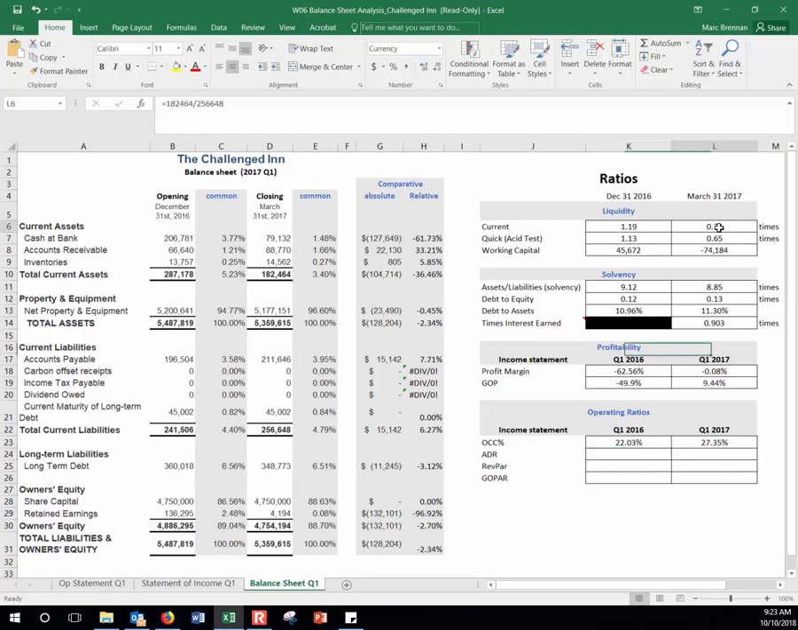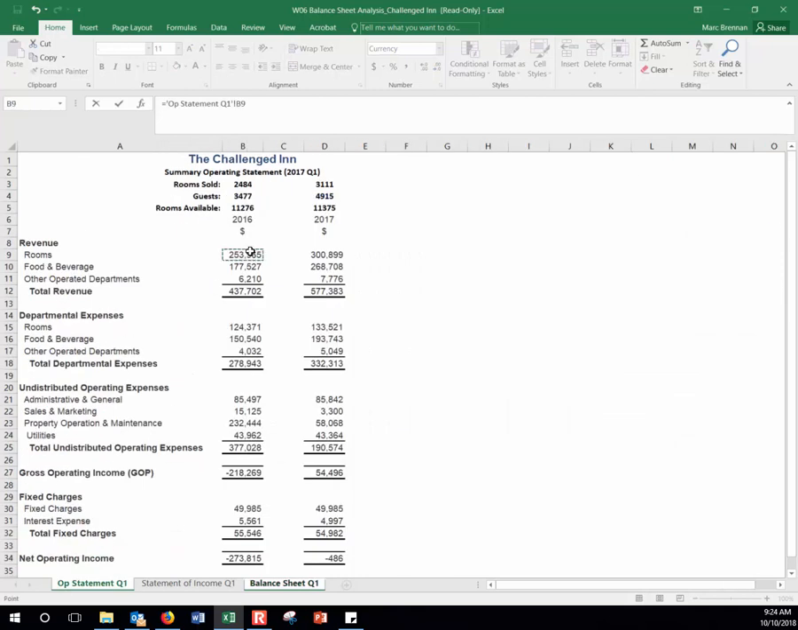Okay. But financially we're not doing too well on the balance sheet. Okay. We did increase our gross operating profit margin. We did increase our profit margin, even though it's still a negative number, but this is still a bit of a concern. Okay. Our average daily rate, so that would be our rooms revenue divided by our rooms sold.